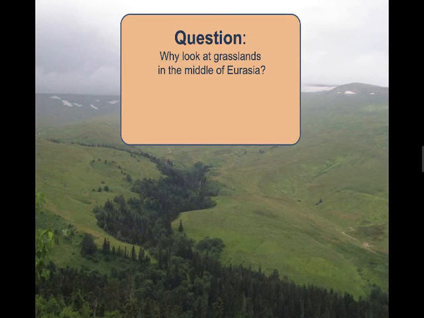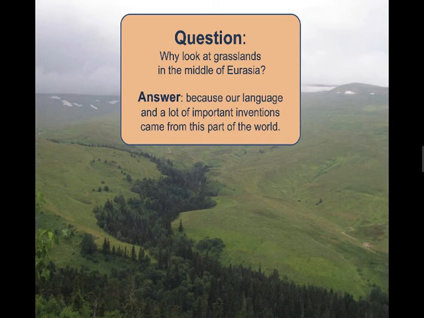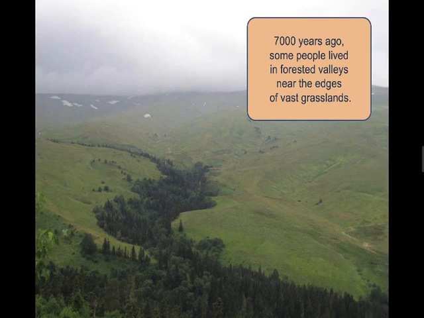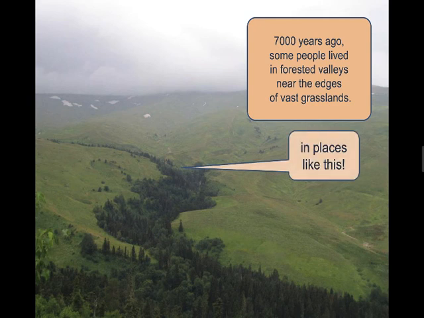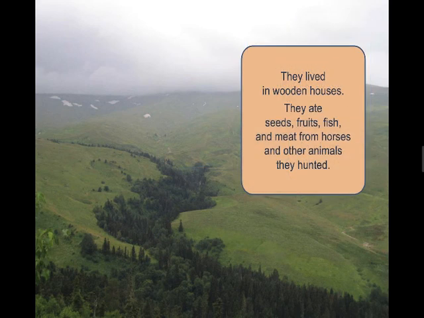Now, you could ask, why would we look at the grasslands in the middle of Eurasia? And the answer is because your language, if you're listening to me and what I'm saying, and a lot of important inventions came from this part of the world. About 7,000 years ago, some people lived in forested valleys near the edge of this grassland. These people lived in wooden houses. They ate seeds, fish, fruit, and meat from horses. They were the easiest animal to hunt at the time.